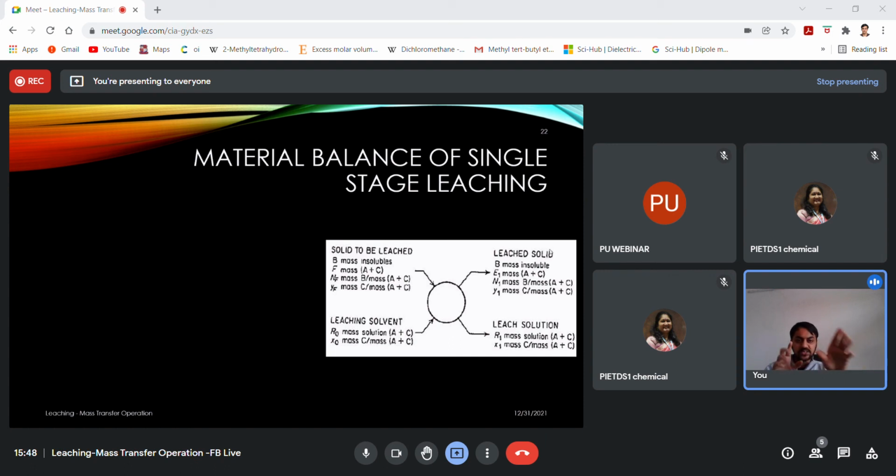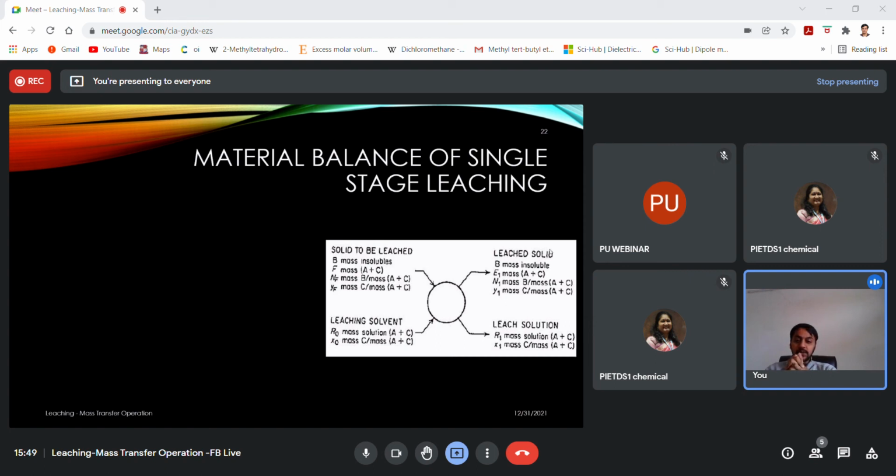Like, consider this circle as an equipment, and the solid to be leached is filled from the top, from the left side, and the solvent is also added. So we have in feed, capital F mass, that is our feed of components A and C. The capital B is the insoluble solids, and there is a mass fraction of B available in the mixture.